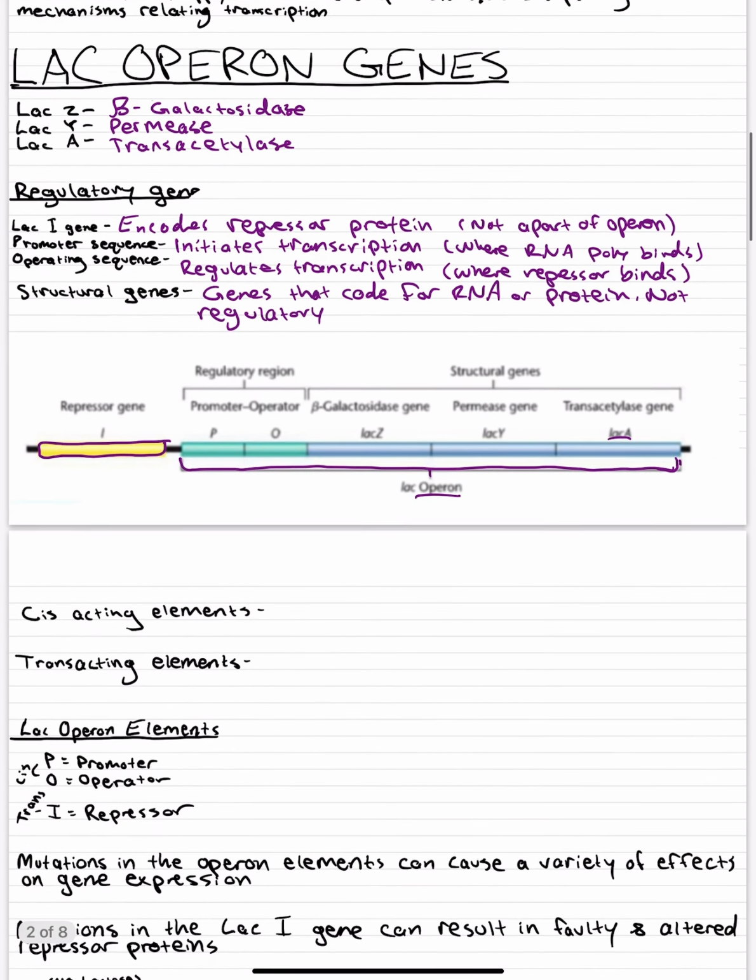Now, the repressor gene is going to encode a repressor protein that looks something like this. The operator should have a little area for the repressor protein to bind. So normally, the repressor protein would look like this, in which you have an area right here that can bind to the operator, and you have an area up here to which lactose can bind.